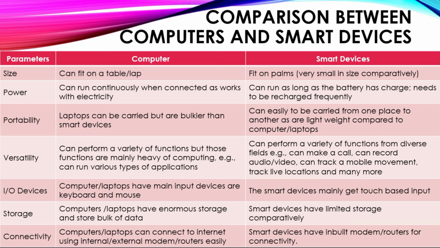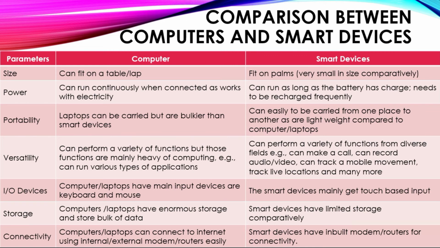Next point is versatility. Computers can perform a variety of functions, but those functions are mainly heavier computing. For example, can run various types of application. In computer at a time, you can run a number of programs together. Smart devices can perform a variety of functions from diverse fields. Example, you can make a call, record audio, video, track a mobile movement, track live location, and many more.